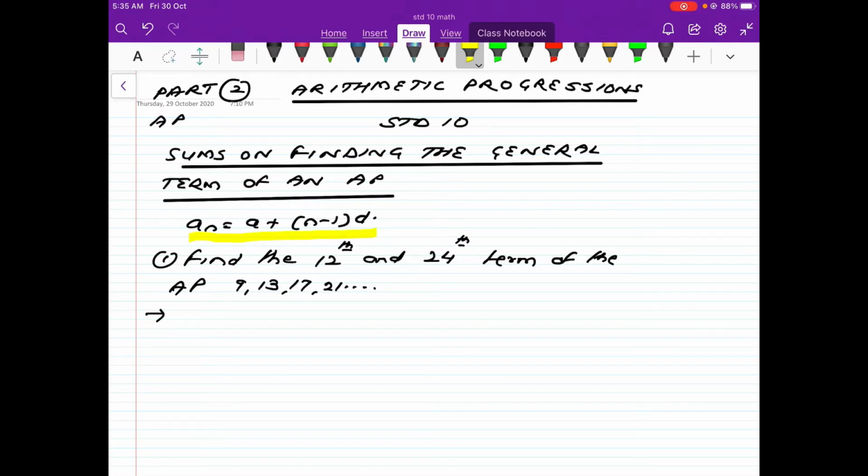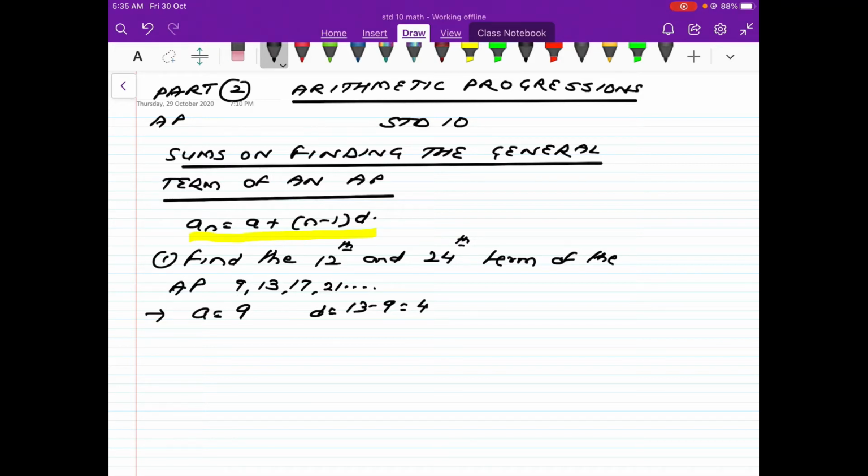So what do we have to do, and how do we have to do this? We will just see. Now we will take the first sum: find the 12th and the 24th term of the AP 9, 13, 17, 21 and so on. The first thing is we should write down the data. Obviously a is 9. For d, because it's an AP, if we subtract the first term from the second term, we get 13 − 9, which is 4.